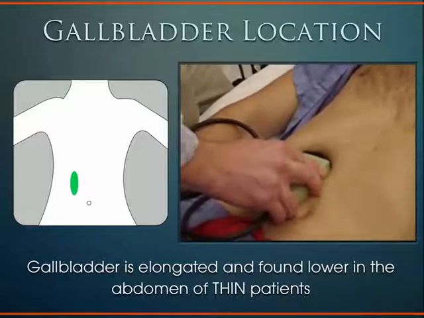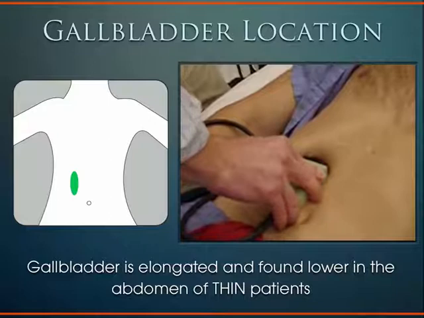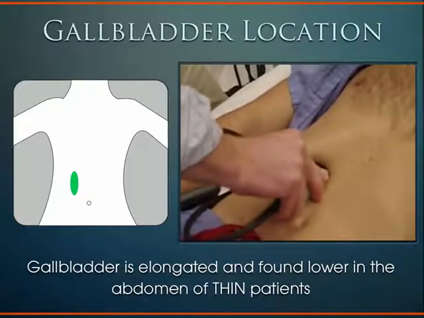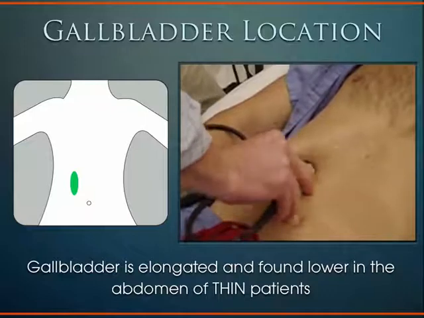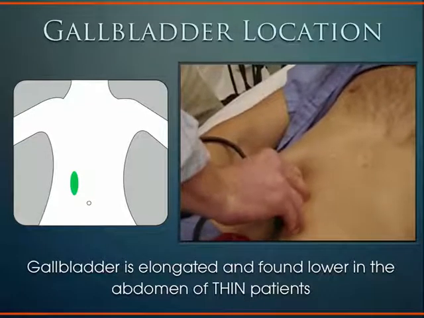The indicator is pointed towards the patient's right. The probe itself is flattened out as much as you can. You kind of fan through the gallbladder anterior to posterior as you work your way laterally. And oftentimes you'll find the gallbladder up in this area here.